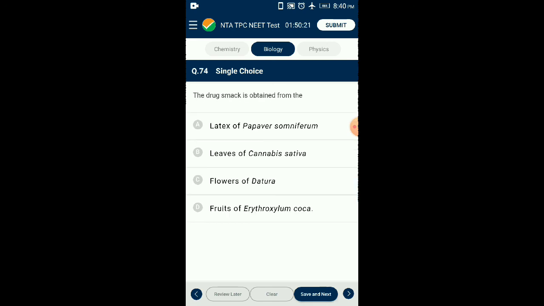Question number 74. The drug smack is obtained from the latex of Papaver somniferum. The drug smack is the common name for brown sugar or heroin, used illegally in most cases around the world. Smack is chemically termed diacetyl morphine. It is obtained from Papaver somniferum. So the correct option is A.